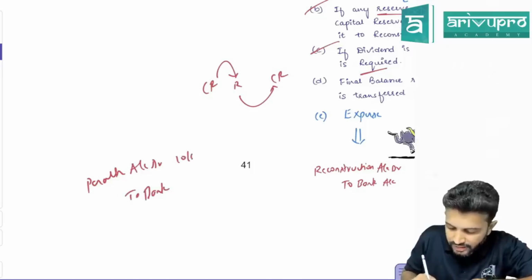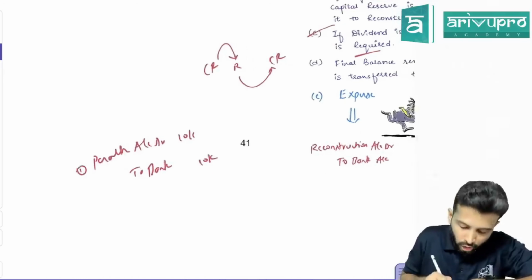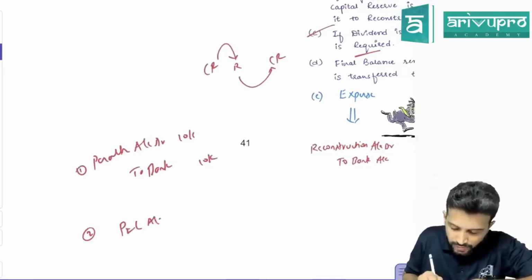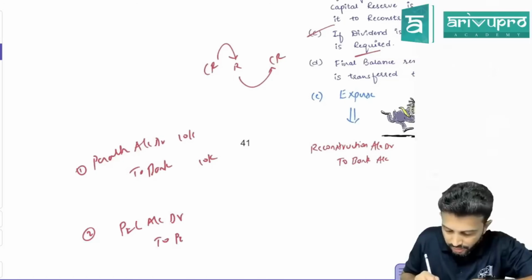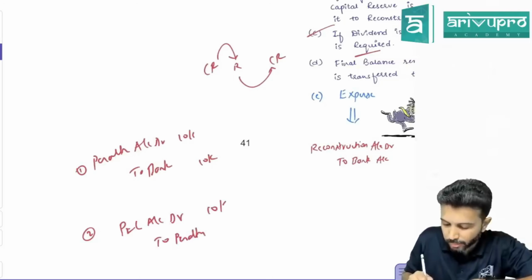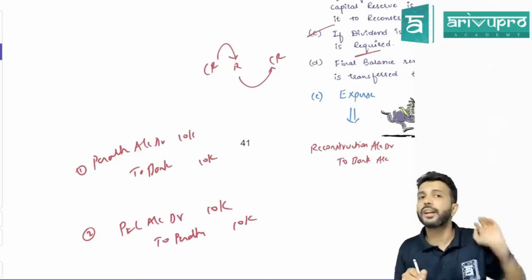How much penalty do you pay? Let's say it is 10,000. Then penalty is a loss. Where will you transfer that loss to? P&L account. So the second journal entry will be P&L account debit to penalty account, 10,000. This is the journal entry you will pass.